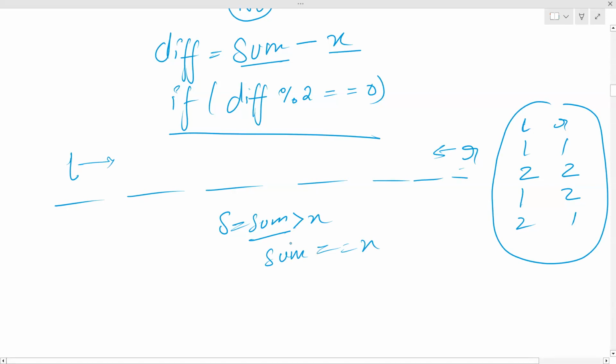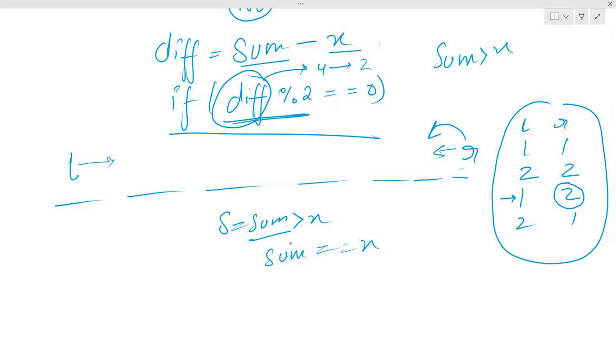what we can do, if this is the case, I can shift my R one place to the left. Why? Because if sum was more than x and this was true, either sum will be equal to x or this will still be true. I haven't changed the parity of the difference. Just try to understand this point. My difference was earlier 4, now it will become 2, because at this place there was a 2. I haven't changed the parity. Are you trying to understand my point?